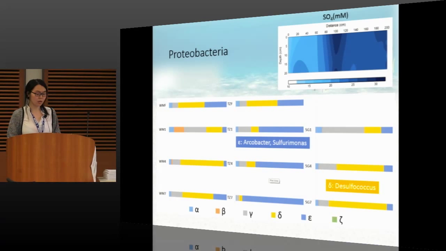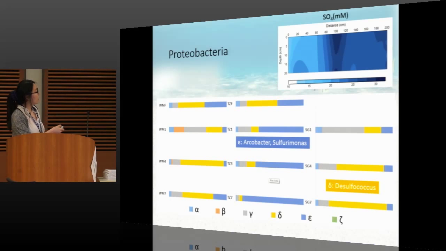So the epsilon proteobacteria, they are famous sulfur oxidizers, and they can produce sulfate. And the delta proteobacteria, they use sulfate a lot. They are very famous anaerobic sulfate-reducing bacteria.